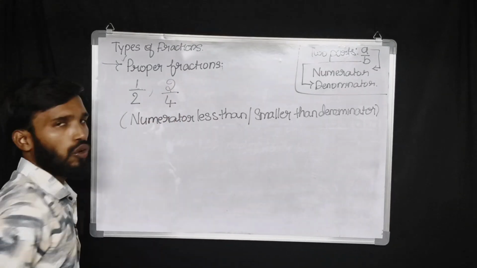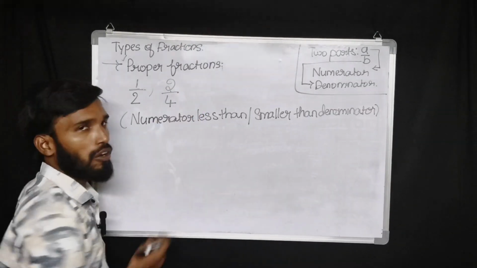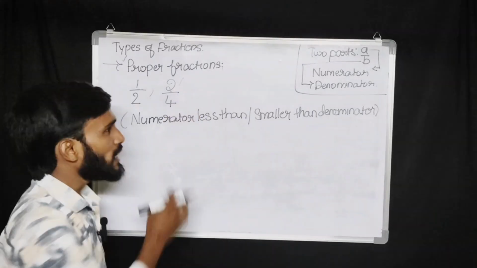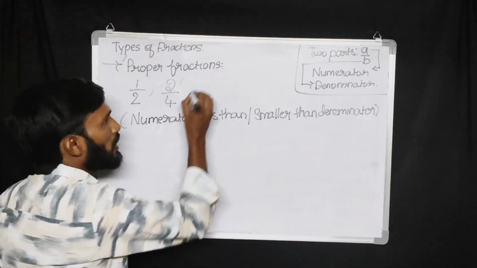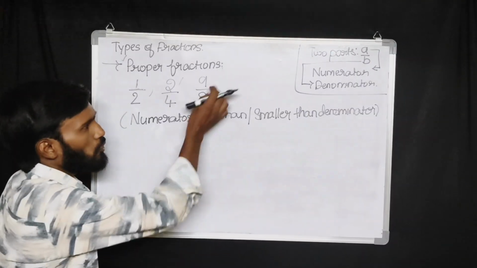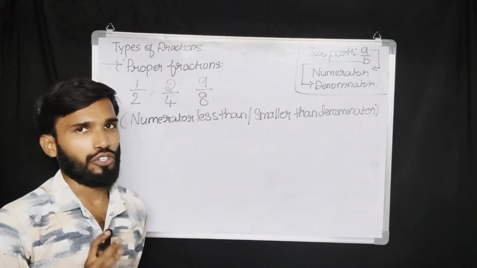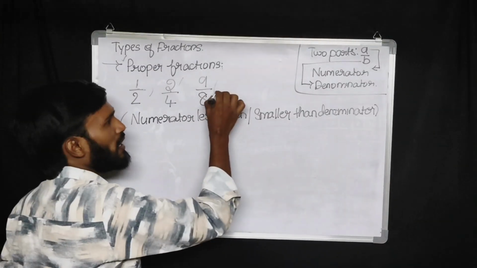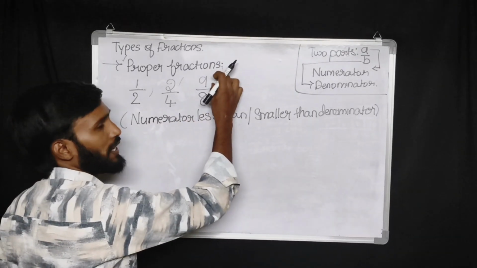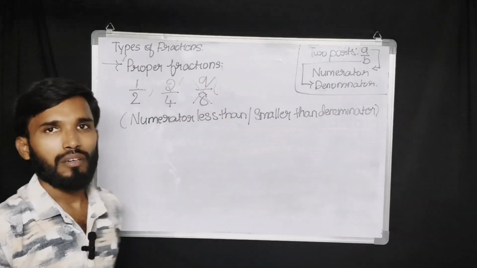Now see another example, 2 by 4. Here 2 is the numerator and 4 is the denominator. Compared to the denominator, the numerator is smaller, so this is proper fraction. Now see 9 by 8. The numerator is 9 and the denominator is 8. Is it proper fraction? No. Why? Because it is not obeying the condition. Here the numerator is greater than the denominator. So this is not proper fraction.